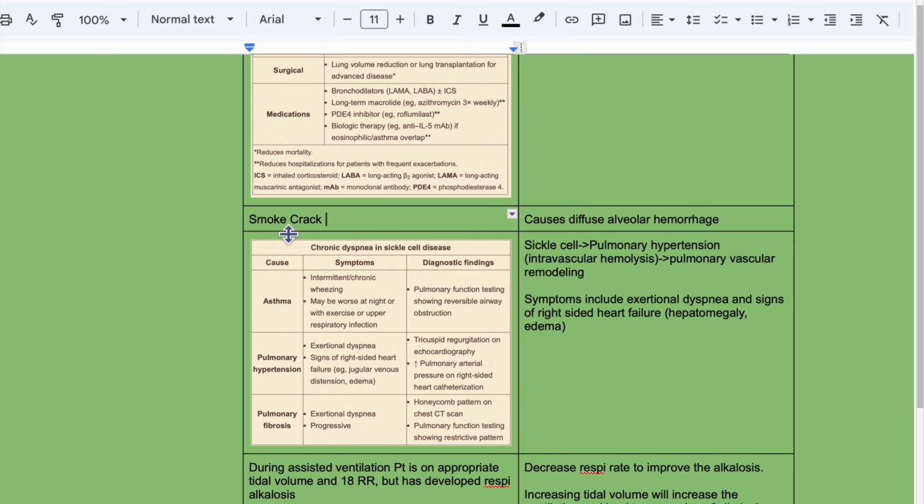Okay, so if they smoke crack, it causes diffuse alveolar hemorrhage.